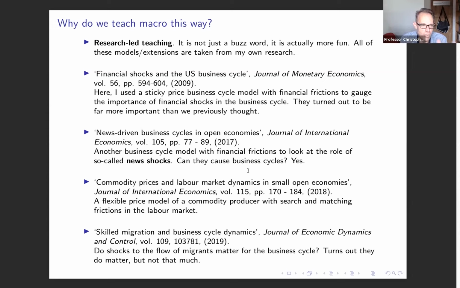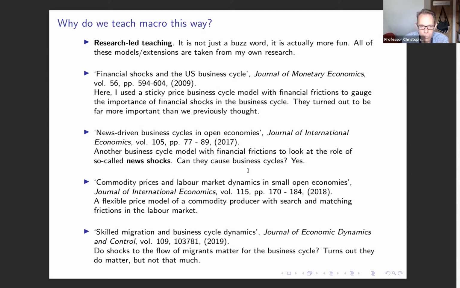Let me give you an example. These are four papers that I've highlighted here. The first one is called Financial Shocks in the US Business Cycle. So what I do here, I use a sticky price business cycle model with financial frictions to gauge the importance of financial shocks in the business cycle. And it turned out that they're far more important than we previously thought.